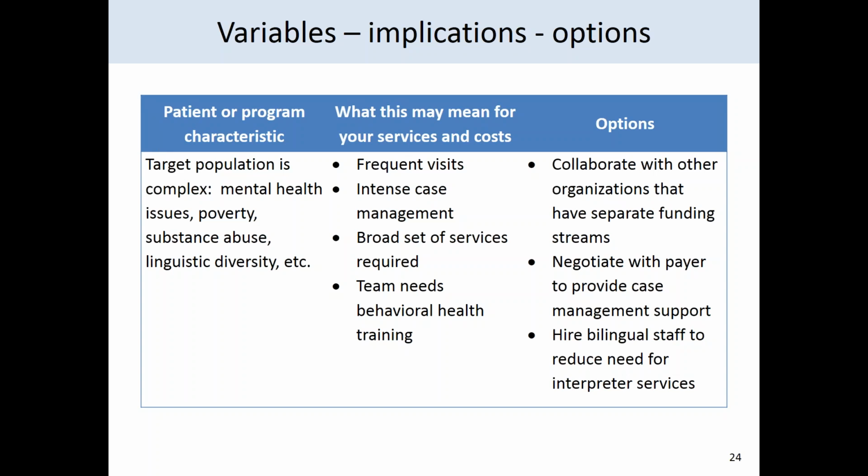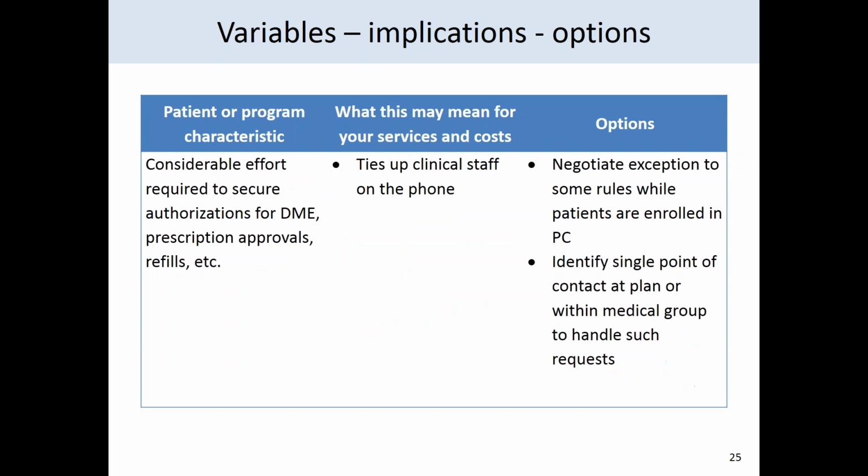To manage an issue of diverse linguistic needs, you could hire bilingual or multilingual staff to reduce the need to pay for interpreter services. So those are examples of characteristics, what that might mean for your service, and options for managing those in a way that might improve efficiency. Let's look at another example of that. Next slide, please.